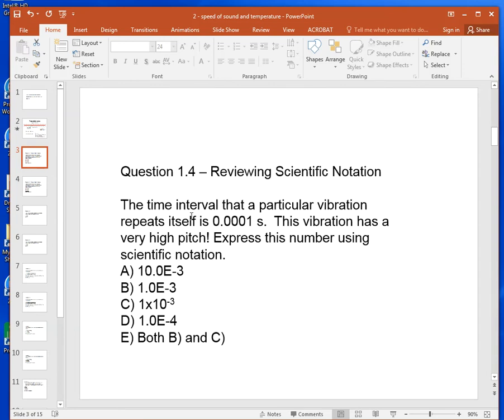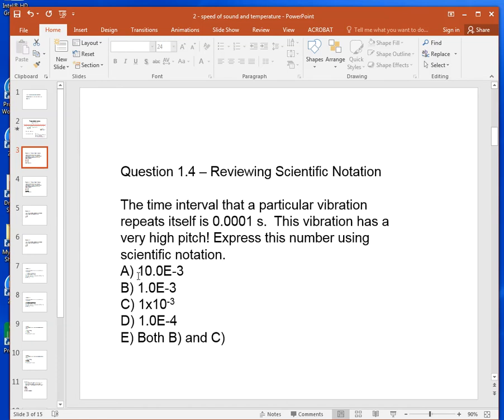Let's review for a moment. Please try this question. Pause your computer now and see if you can figure out how to express this number. This is a particular vibration that repeats itself in a time interval that's 0.0001 seconds. The vibration has a very, very high pitch, which we'll get to later. It seems like it's oscillating a lot in 1 second. Express this number using scientific notation. Go ahead and pause and come back when you think you've got it.